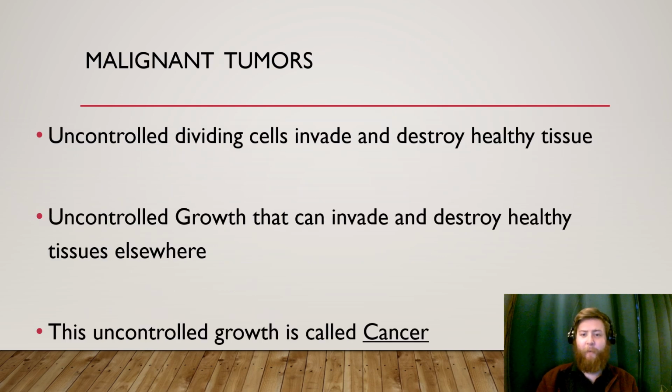Now, the thing we worry about are things called malignant tumors. And these are uncontrolled dividing cells that invade and destroy healthy tissue. They're wanting to go other places and they're wanting to cause damage. This uncontrolled growth invades and destroys healthy tissue elsewhere in the body, and this is when we start to call it cancer.